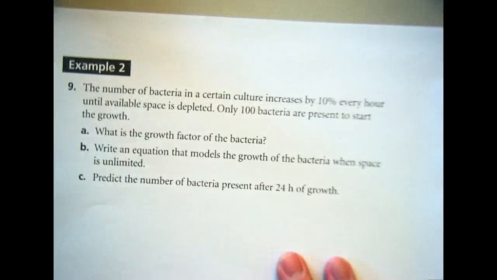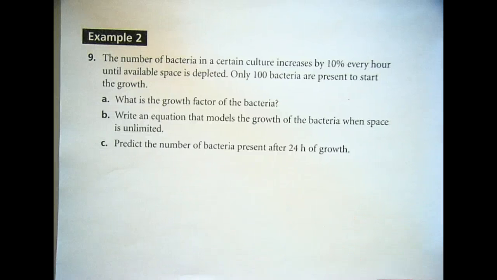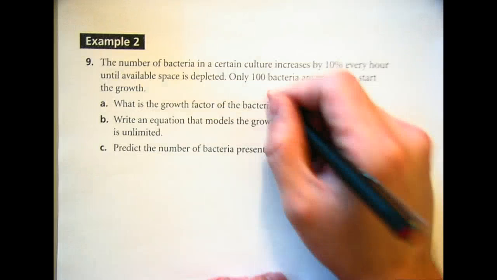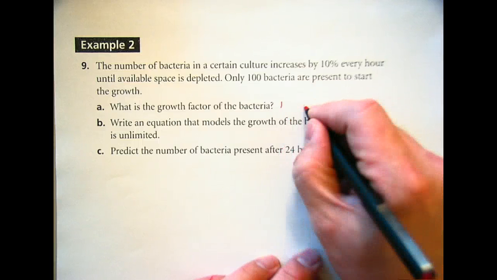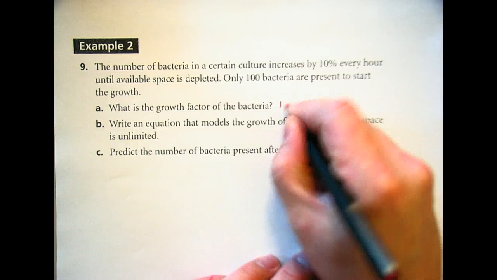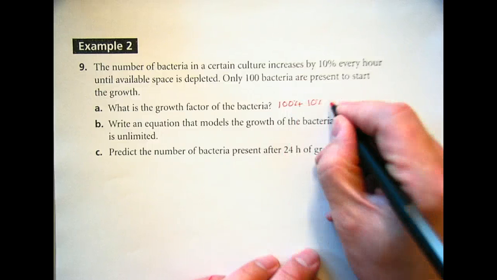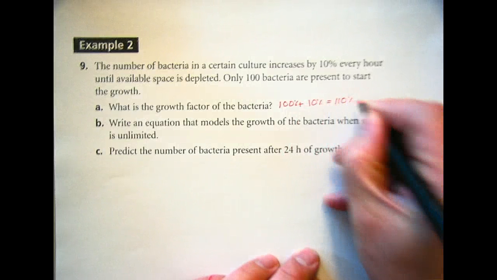So the number of bacteria of a certain culture increased by 10% every hour until available space is depleted. Only 100 bacteria are present to start the growth. What is the growth factor? What are we growing by? Okay, we're growing by 10%, right? So in order to find the growth factor, we have to take that 10% and add it to 100%, which gives us 110%, which means the growth factor now is 1.1. That is our growth factor.